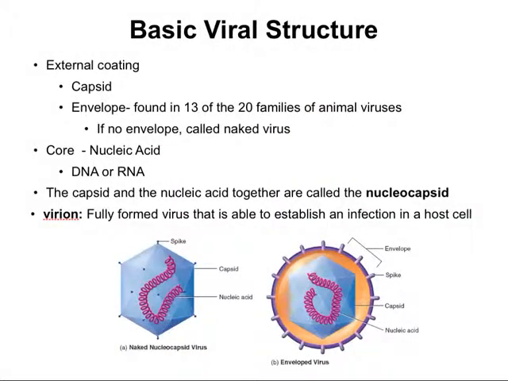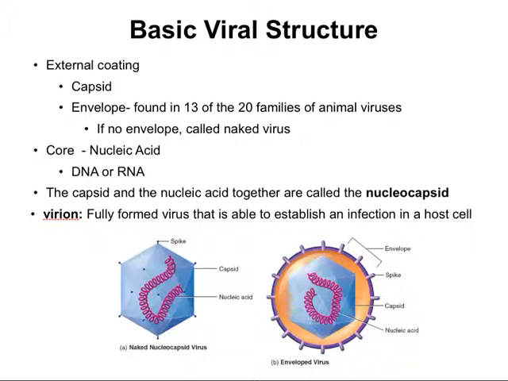The basic viral structure again consists of an external coating and then a nucleic acid core. This external coating is a protein capsid and sometimes an envelope over that. The envelope is found in 13 of the 20 families of viruses that infect animals. Some viruses have the envelope, some don't. If there is no envelope, it's called a naked virus, and if there is one, it's called an enveloped virus.